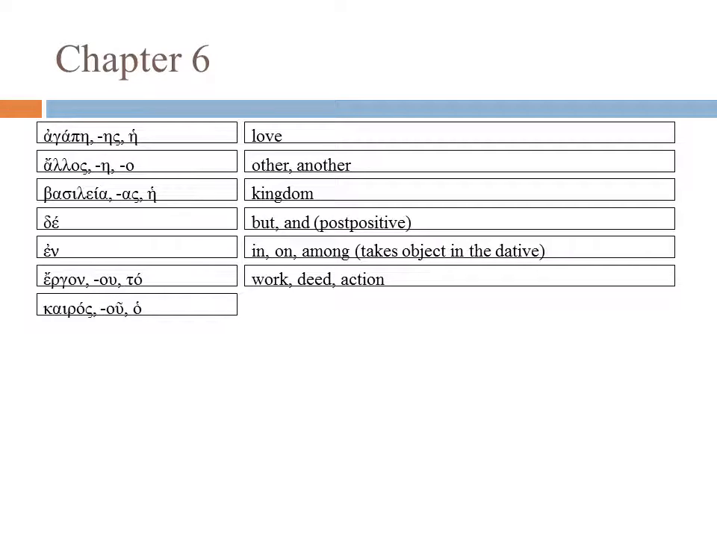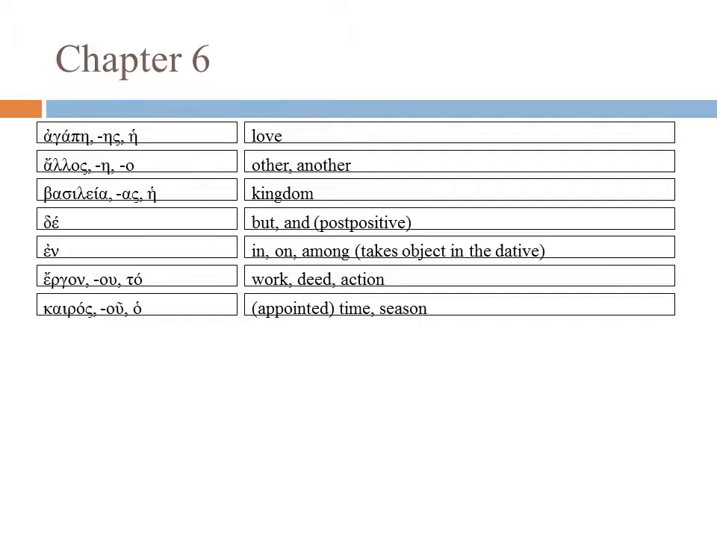Kairos. Second declension, masculine. And kairos means an appointed time or season, as opposed to chronos, which is time that is measured. Chronos is about the quality of time. So it's often related to religious events or time, or specific seasonal times.